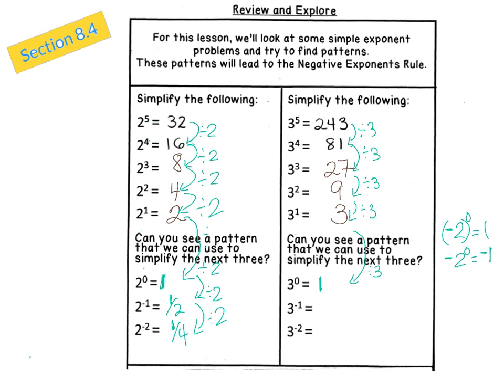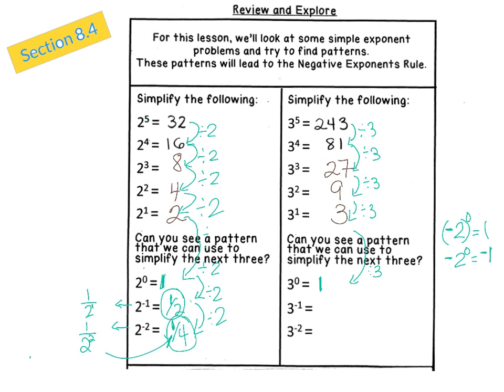Now, do you notice anything about these answers? Well, hopefully you notice that if we were to write this as 1/2 to the first, that is what it is. And here, if we were to write it as 1/2 squared, that is the answer 1/4. Okay, and that is the definition, or the operation I like to call it, of the negative exponent.